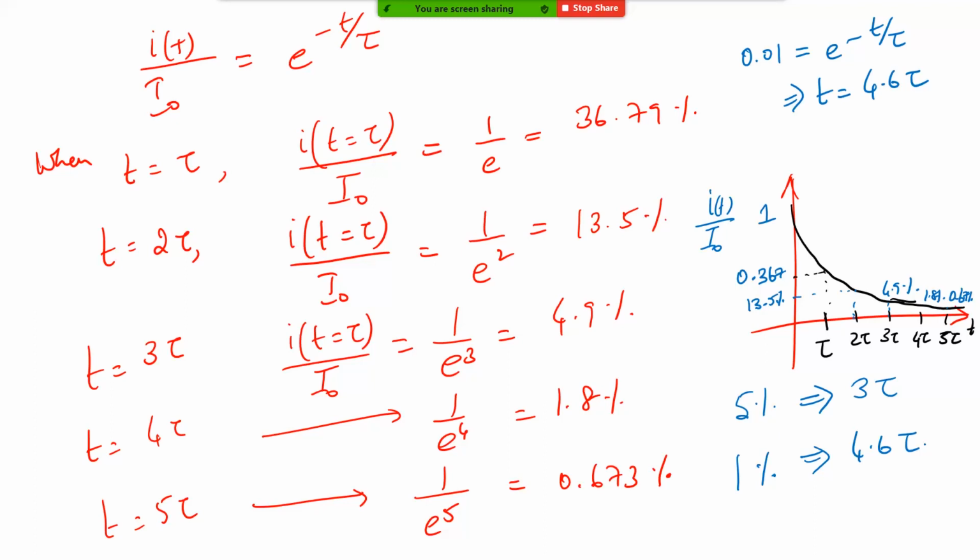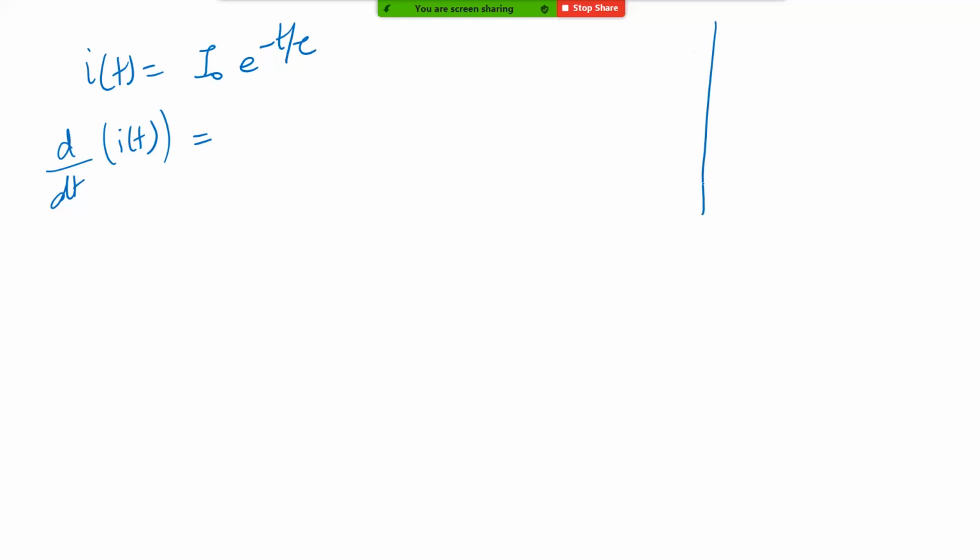Another interesting thing that we can learn from this is, if you see I of t equal to I naught e to the power of minus t by tau, and you differentiate it with respect to time, d by dt of I of t, that is basically the slope of I of t. We know that it is coming down. What can you say about the slope? It should tend to 0.